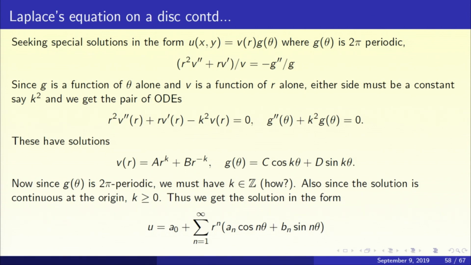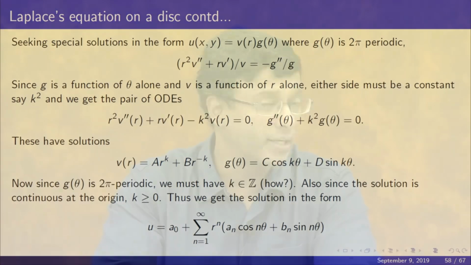The first equation, r squared v double prime plus r v prime minus k squared v equal to 0. What is it? It is a Cauchy-Euler equation. So you must now recall how to solve a Cauchy-Euler equation. You must feed in the trial solution v of r equal to r to the power m.